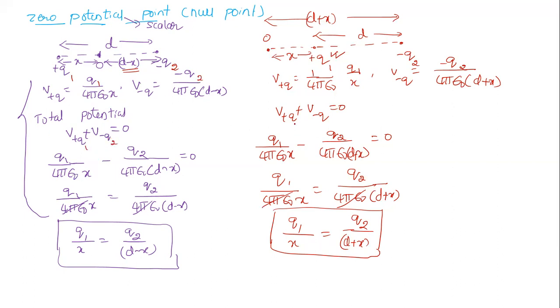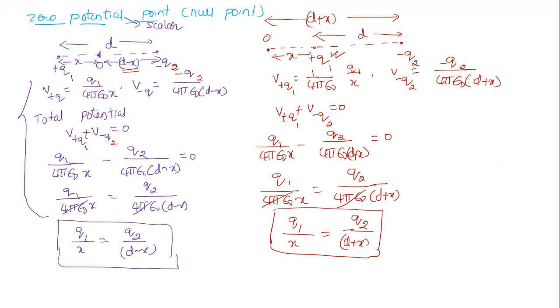Okay, x is from where now? x is from the q1 charge. We have taken that. Sir, if I take x from q2, is that an issue? Not an issue. Proceed with that. There is no issue with that. That's the reason I'm suggesting this method.